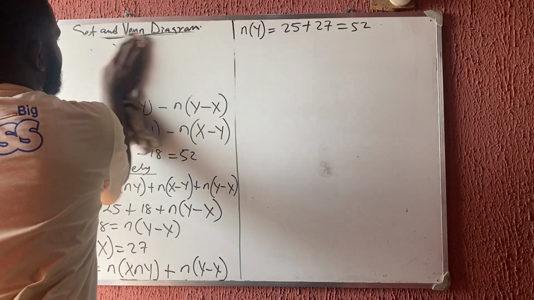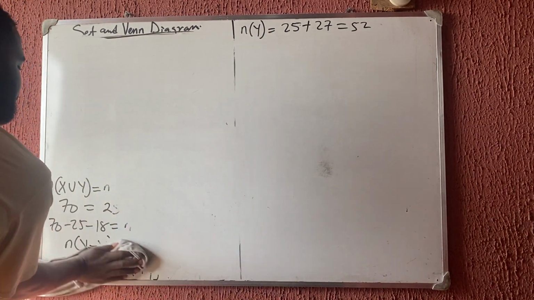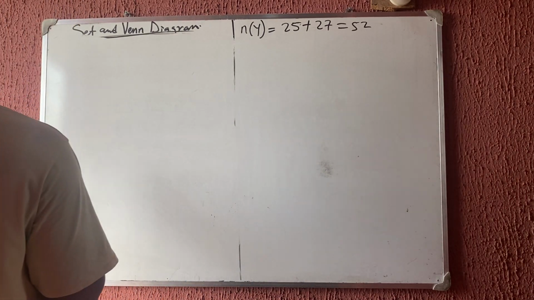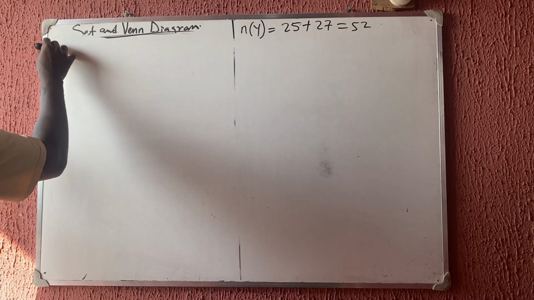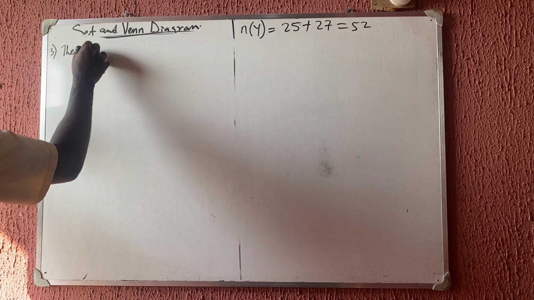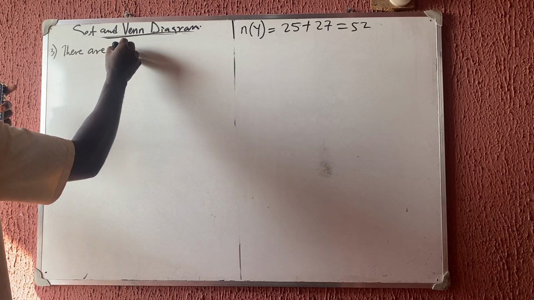So we'll move to the next question, question number 3. Question number 3 said there are 35 students.